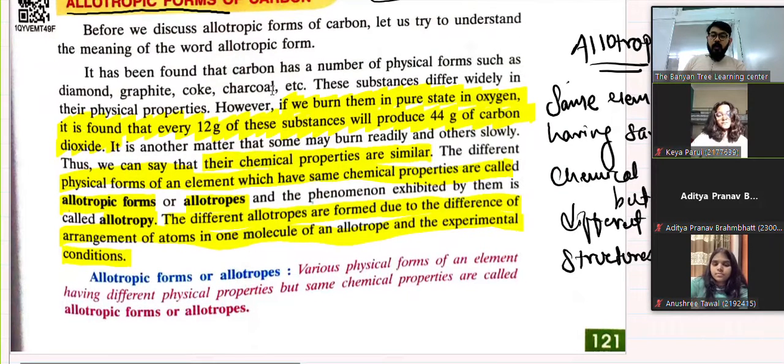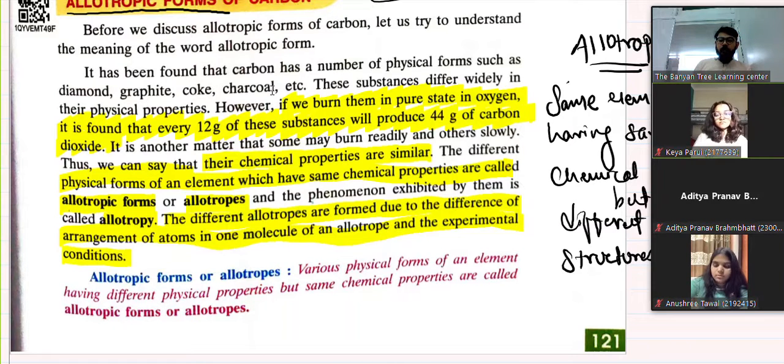So it has been found that carbon is found in two allotropic forms, which are diamond and graphite. I just talked about that a little while ago. Apart from diamond and graphite, there are coke and charcoal also, but we will focus on diamond and graphite only.